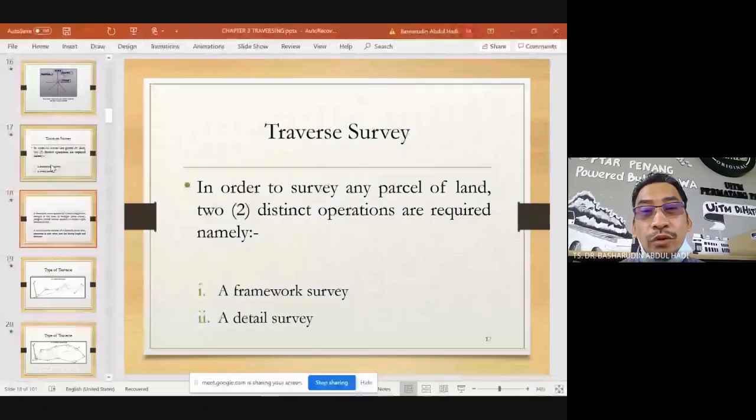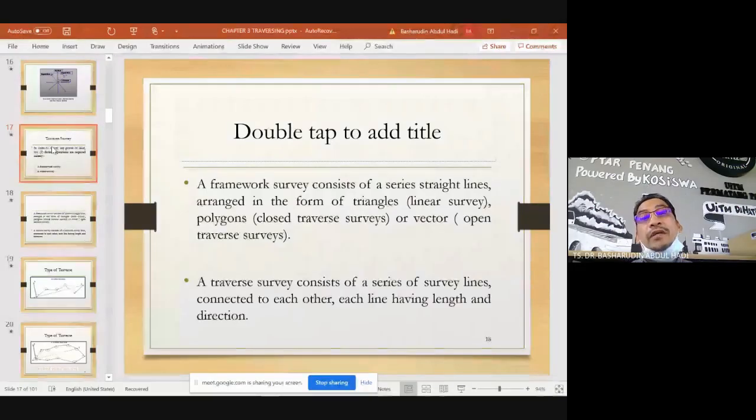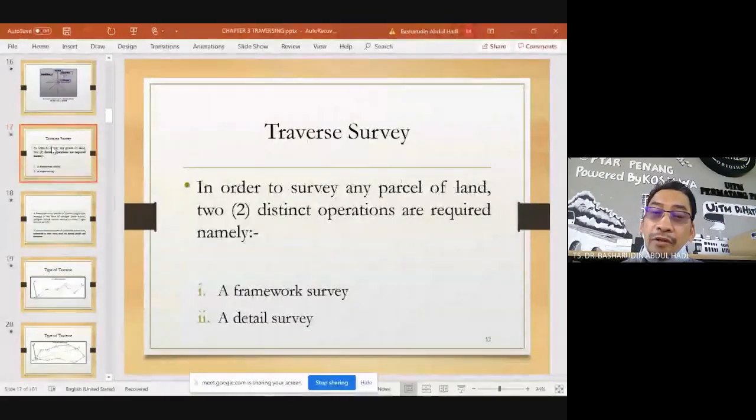Now we go for the traverse survey. So now we go to the traverse survey. The survey line is invisible. It's connected by two stones on land, and this traverse survey actually helps you to identify your land boundary. You cannot encroach. We call it the adjacent boundary.